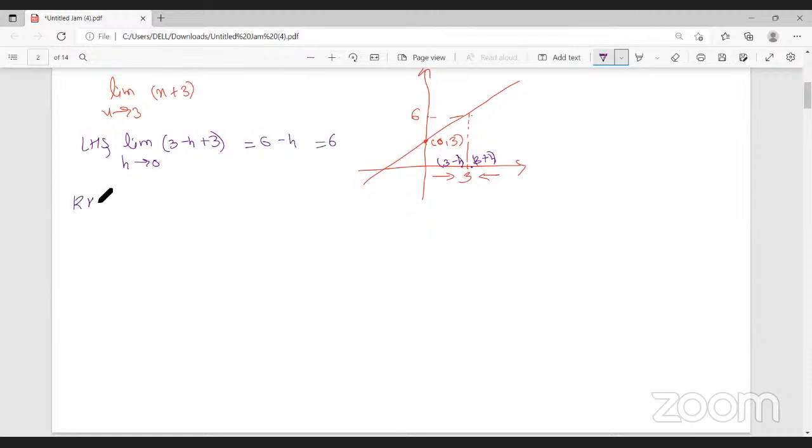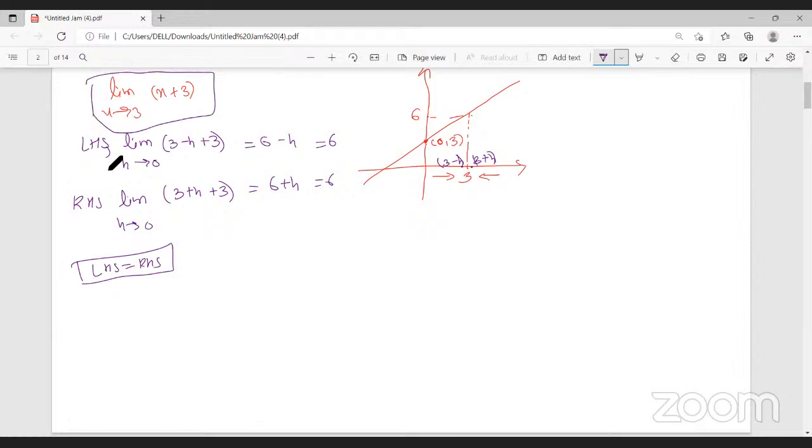Yes. Similarly, for the right hand side, limit h tends to 0 of 3 plus h plus 3. Here also I will get 6 plus h, and I can put h equal to 0, so 6. So both LHS and RHS are the same, equal. So I can say the limit exists here for this particular function, right?